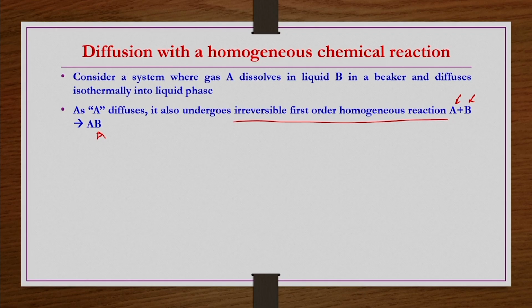So, it is not a binary system, 3 components are there. So, what we do? We assume this AB is present in very small concentrations, so that we can have a pseudo binary system. Examples where we can have such kind of situations are absorption of CO2 by concentrated aqueous solution of NaOH.